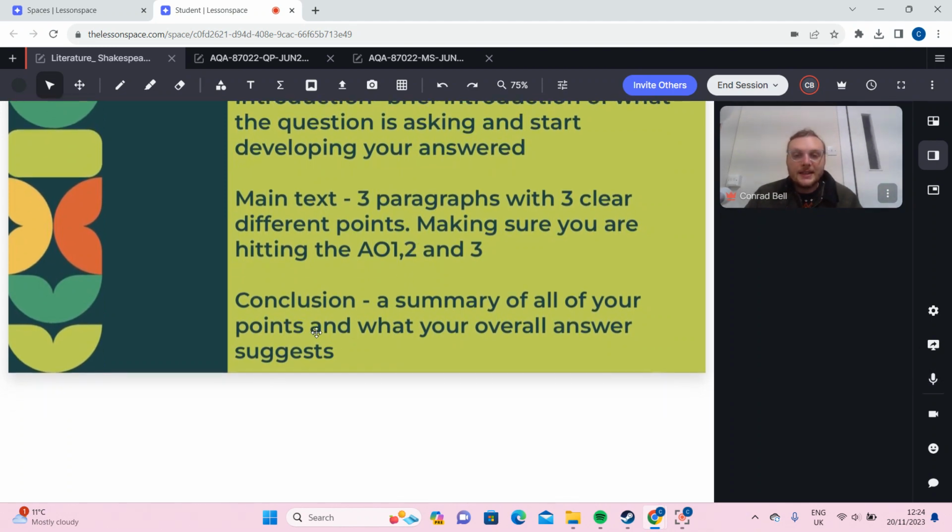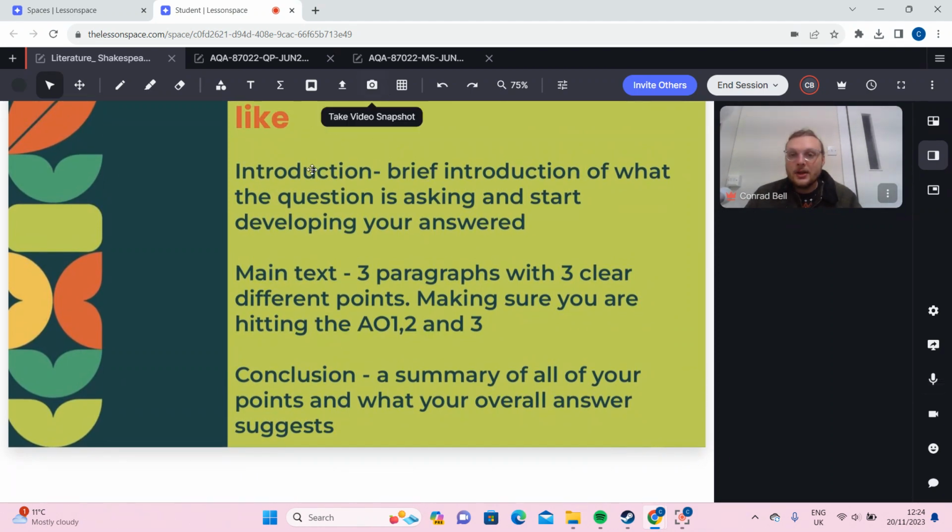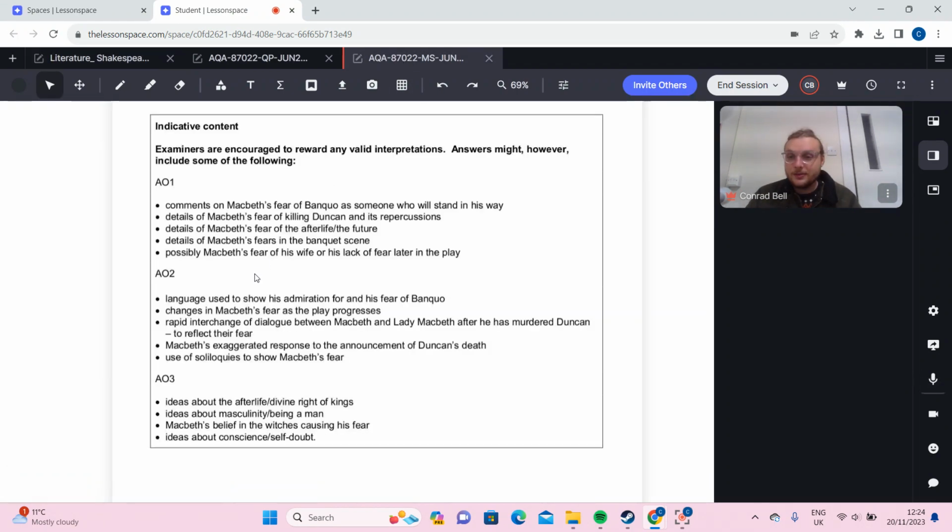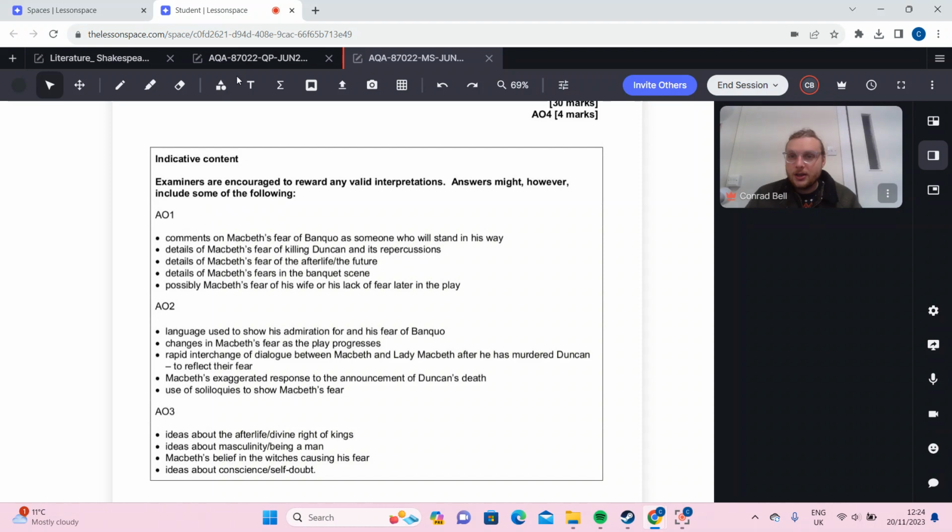And then conclusion, so a summary of all your points, what the overall essay suggests, and whether you agree or disagree with the text depending on the question. I think with Shakespeare, they're not normally disagree. So that's the mark scheme.